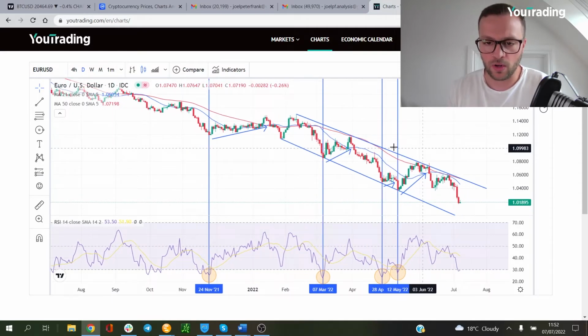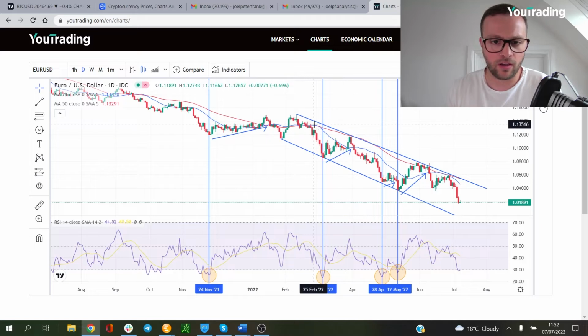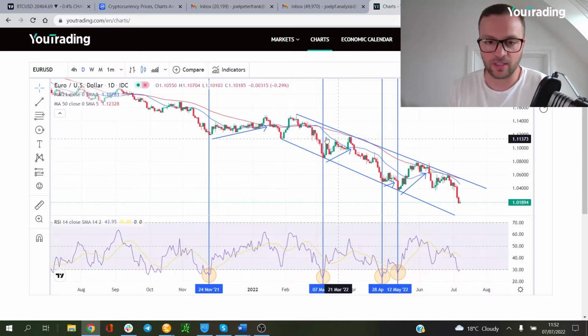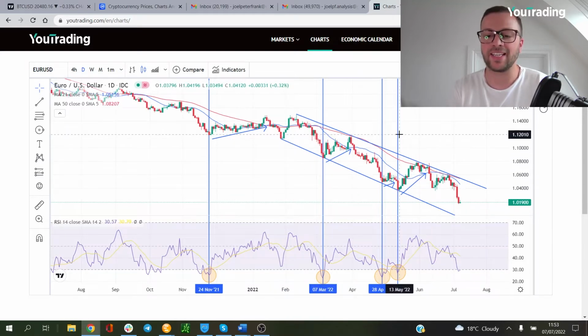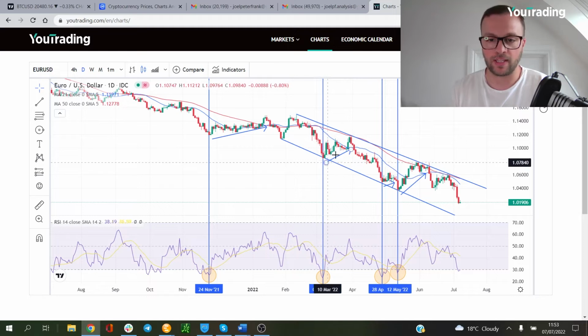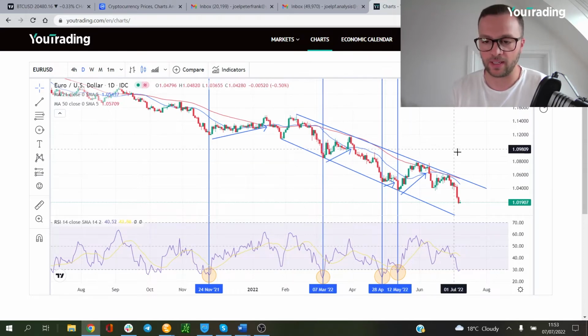Okay, so this is euro-dollar. We're on daily candlesticks here. You can see that the pair has more or less been in a downtrend all the way since February. I've got the trend channels marked up here, the upper bound of the trend channel here and the lower bound here, which has pretty consistently provided support to the downside and resistance to the upside.